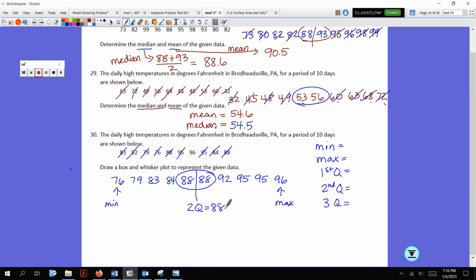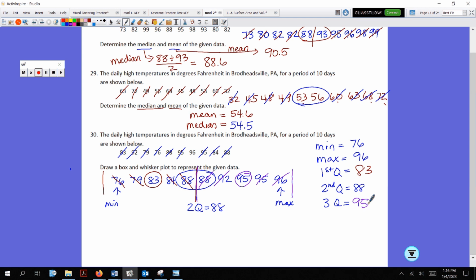Let's go on the numbers here. So it's 76, 88, and 96. Okay, the first quartile is like from here to here, it's the median of those numbers. So you're looking for the middle again. That's right here, 83. The third quartile is the median from the upper half. So from here to here, right? Slash away, you get to the one in the middle.